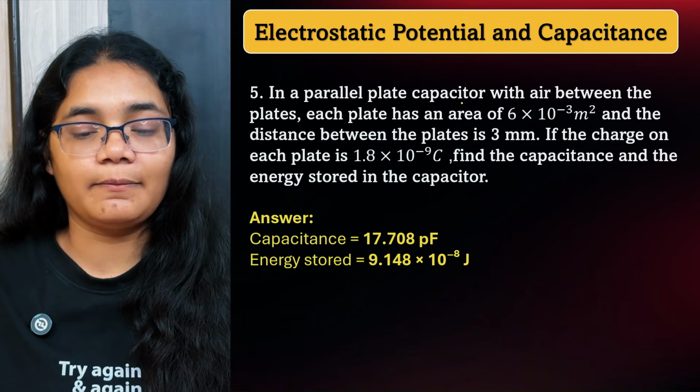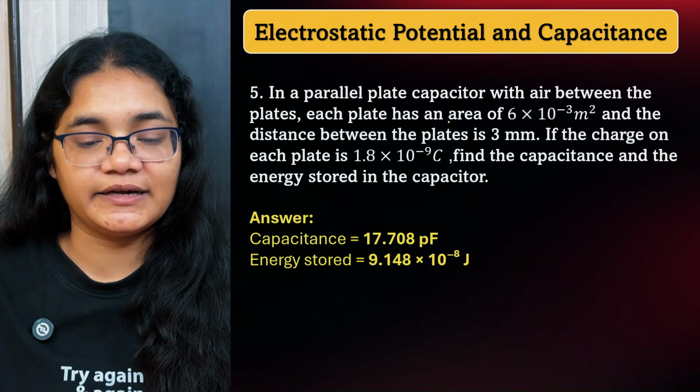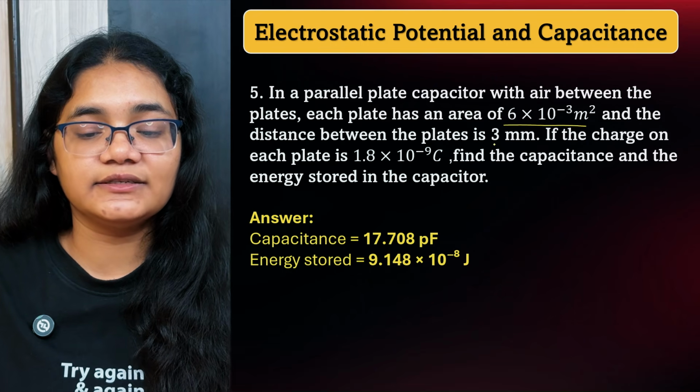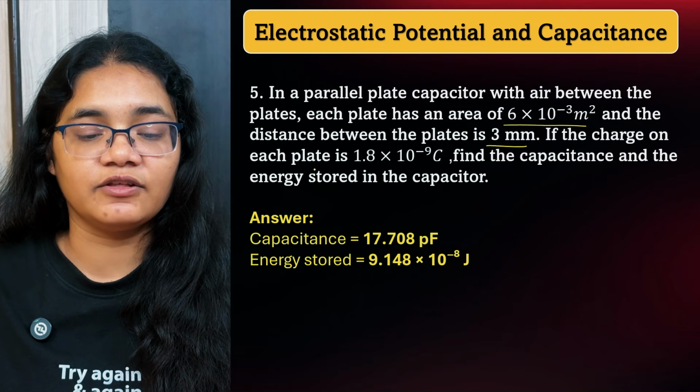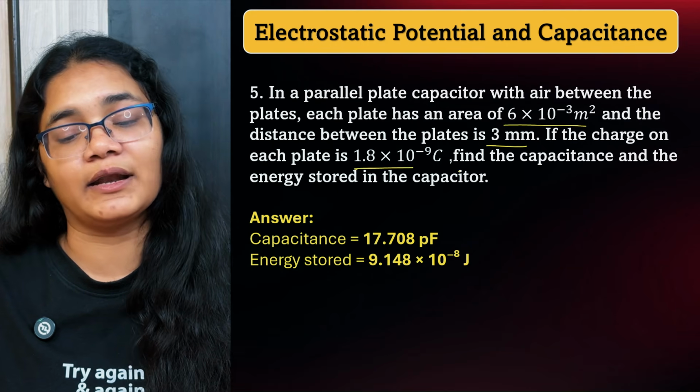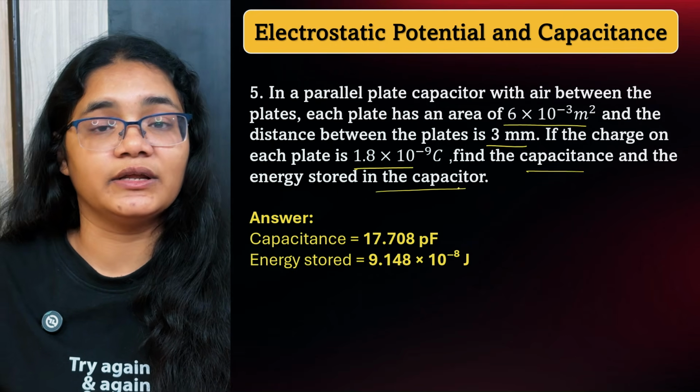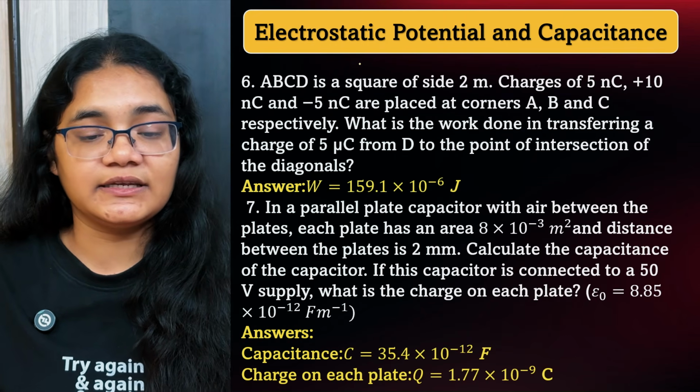Moving to the next one, in a parallel plate capacitor with air between the plates, each plate has an area of 6 × 10^-3 meters square, and the distance between the plates is 3 millimeter. If the charge on each plate is 1.8 × 10^-9 coulomb, find the capacitance and the energy stored in the capacitor. Next, we'll see question number 6.